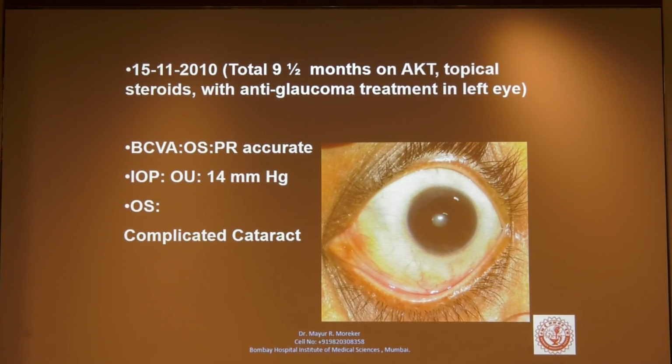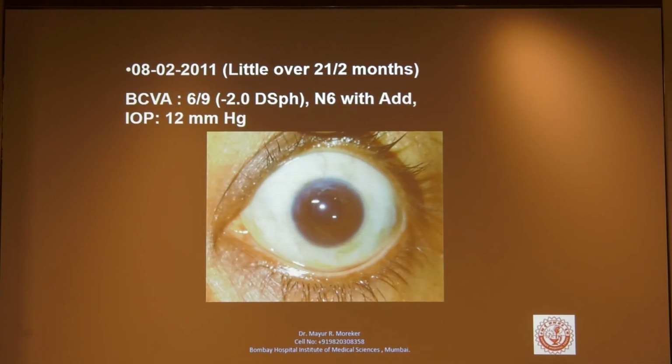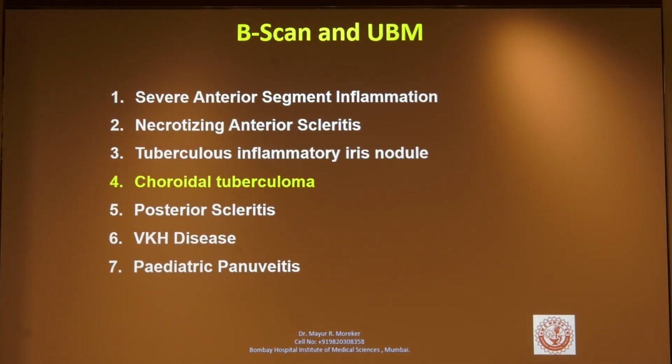I would like to re-emphasize here that before doing the cataract surgery, it's best again to resort to USG-B scan and a UBM to look for cyclitic membranes. Patient underwent cataract surgery. The USG-B scan and UBM were both normal, and this is a picture 2.5 months after cataract surgery. Vision of 6/9. This is the next patient to highlight a choroidal tuberculoma.